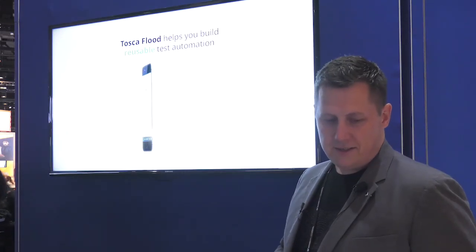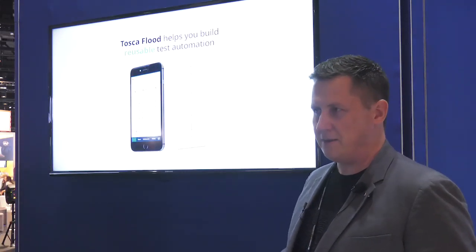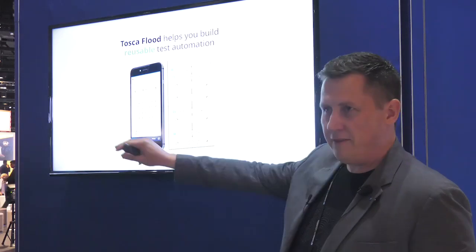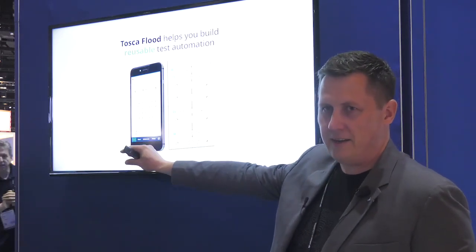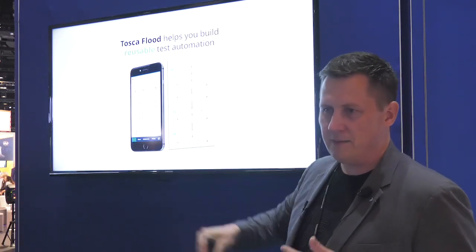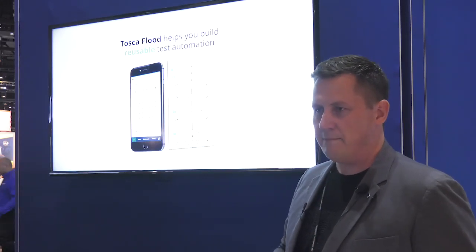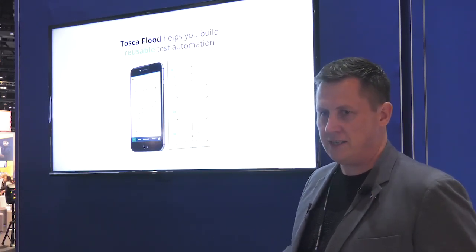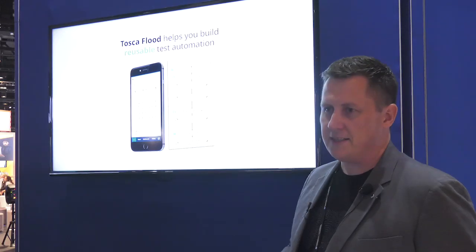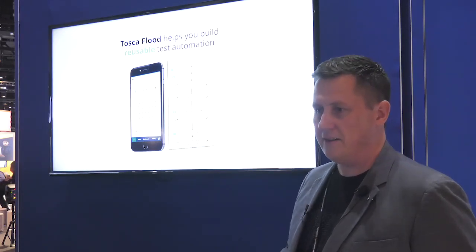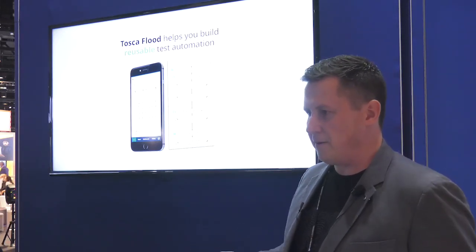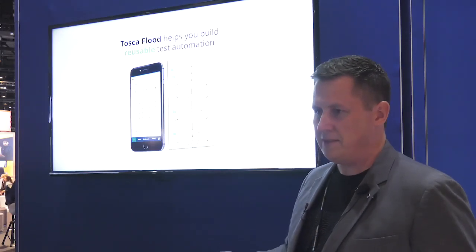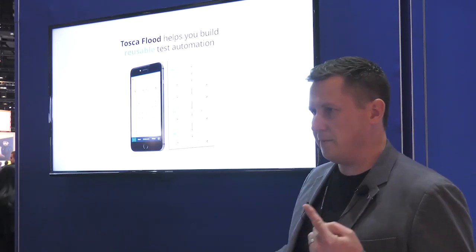The other thing that Tosca Flood does is it helps you build reusable test automation. If you haven't already checked out what Tosca can do, please have a look at the demo after this. You can build reusable pieces of test automation at the functional test level, and then reuse those same test assets in a load test scenario. So there's no re-scripting involved or separate teams doing different things. You can basically have one script to rule them all.